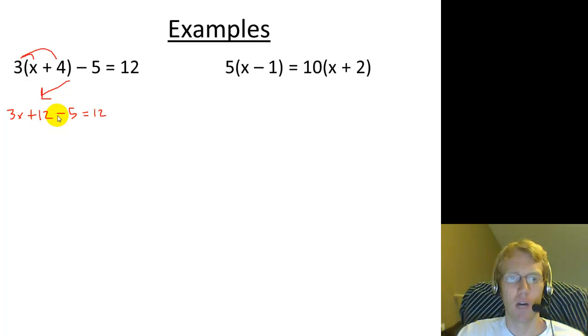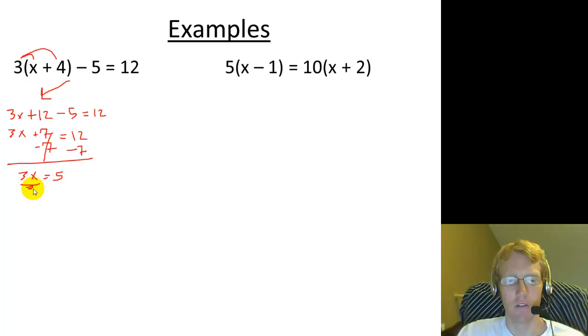Then you could combine the 12 and the negative 5, and you could get 3x plus 7, because 12 minus 5 is 7, equals 12. And now you've got it simplified all the way down. You could subtract 7 from both sides, which gives you 3x equals 5, and then you could divide by 3, and you could get x equals 5 thirds. That would be one pretty good way to do it.